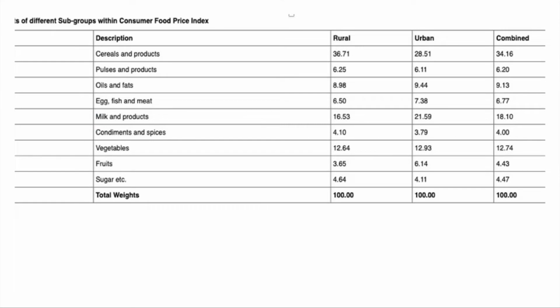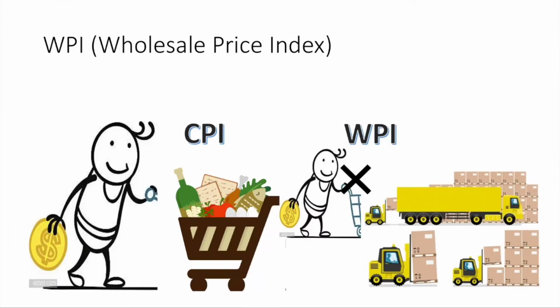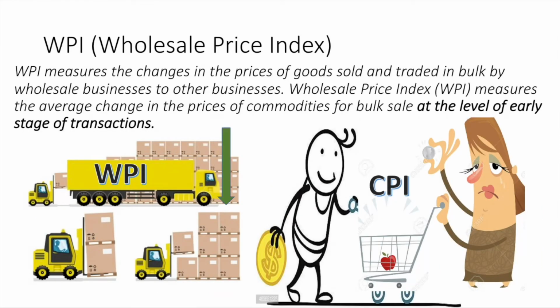These are the items listed in our food price index. Then we come to the wholesale price index. What we have seen in CPI tracks the change in prices of items in the basket after the consumer has spent the money on it. But what does WPI do? WPI tracks the prices of goods sold and traded in bulk at business-to-business level, and the consumer is not involved at this stage. So WPI tracks inflation at the initial stages of the transaction, whereas CPI tracks inflation after the consumer has spent money on the final product. So this was a basic difference between WPI and CPI.